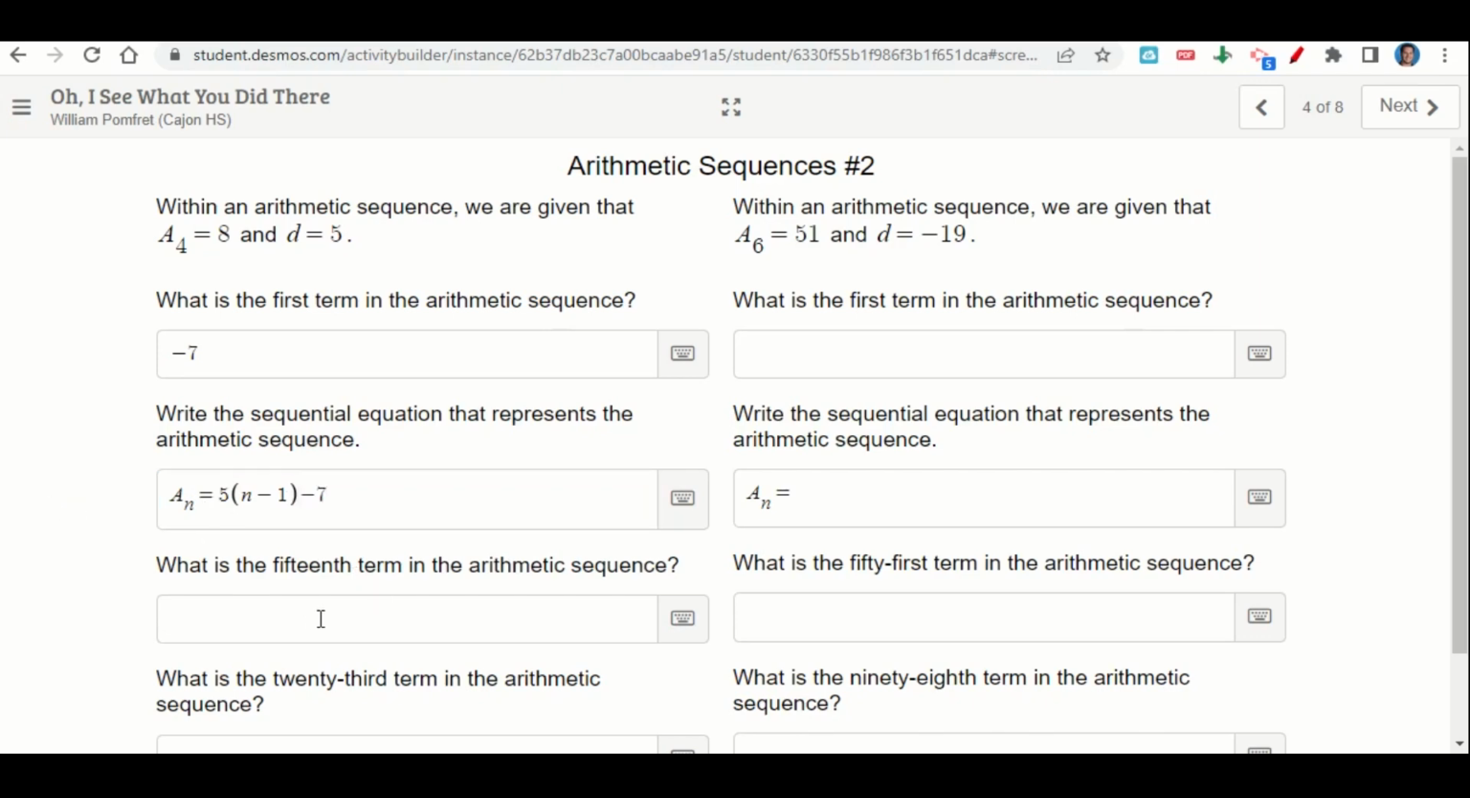Then I'm going to find the 15th term. So that goes here. So I plug 15 in for n. So I have 15 minus 1 is 14. So 5 times 14 is 70. So 70 minus 7 is 63. So that goes there. You'll do the same thing to find the 23rd term. And then you'll do that same process here for this one.